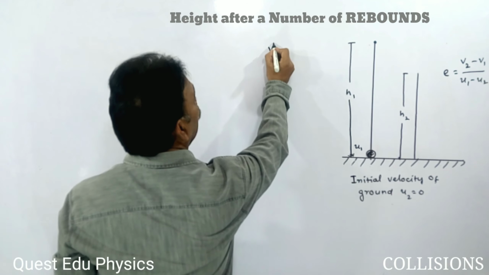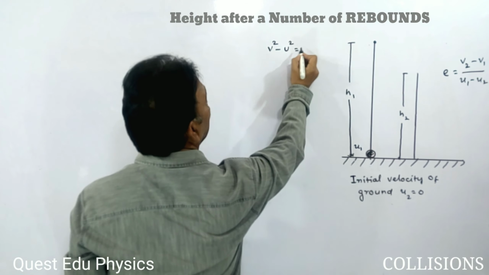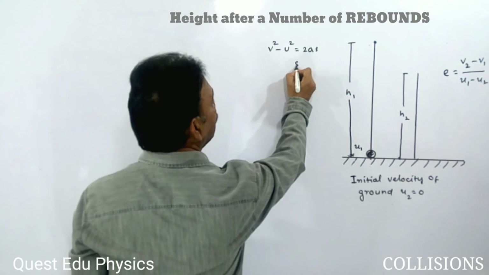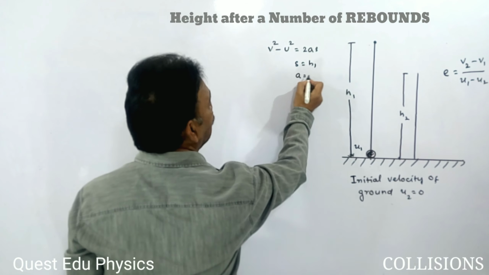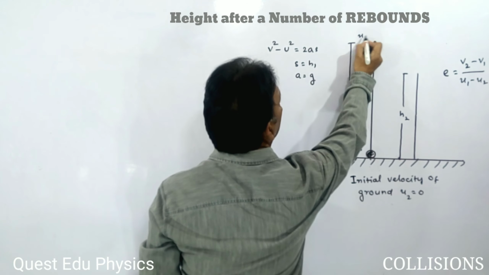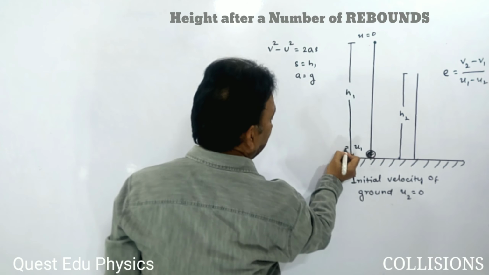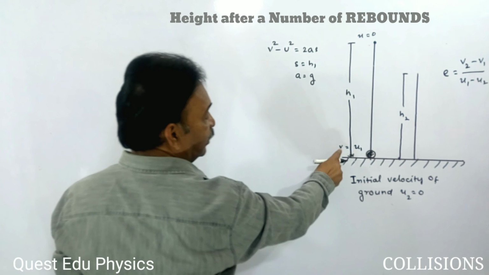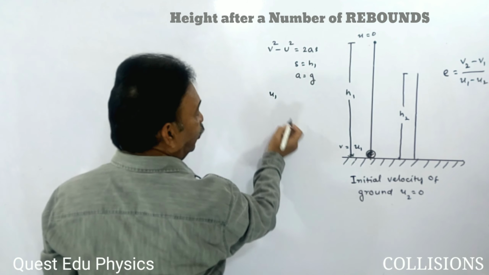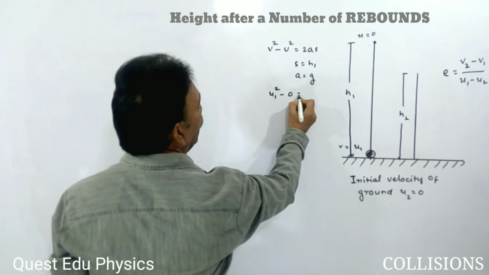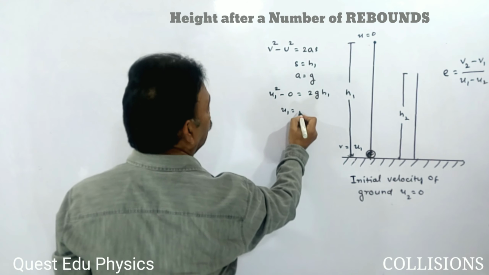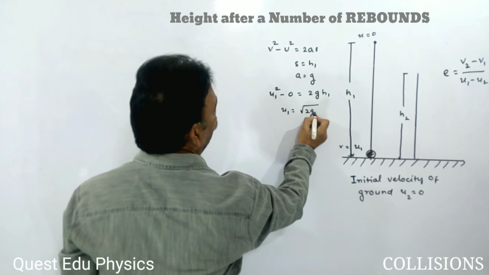We know that v square minus u square is equal to 2as. It is a freely falling body, and it traveled a distance s, that is equal to h1, and acceleration is g. Okay, students? Here initial velocity u is equal to 0. When it hits, it has a velocity of v1, that is, in the place of v we have to write u1. Okay, u1 squared minus 0 is equal to 2g h1, or u1 is equal to under root of 2g h1.